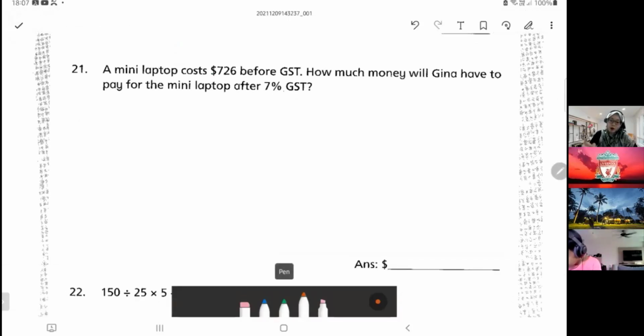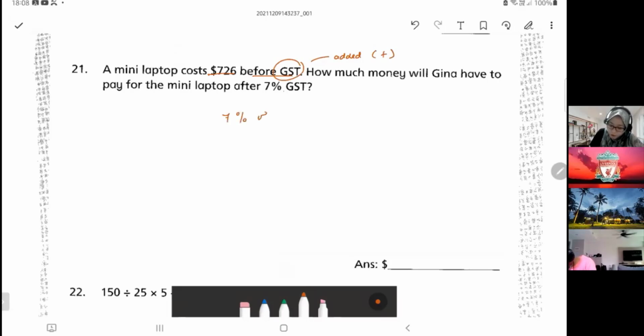Okay. Next, number 21. A mini laptop costs $726 before GST. How much money will Gina have to pay for the mini laptop after 7% GST? Which means GST is added on. Added. Okay. Added means you must plus. Okay. What do we do? Find the 7% first.